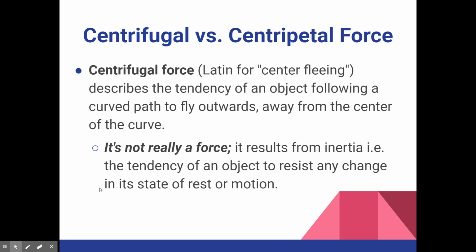show that there's something that's seemingly opposing the centripetal force here. So it results from inertia. In other words, the tendency of an object to resist any change in its state of motion. So it's really this weird force that describes, again, the motion of an object that's in the circular path.